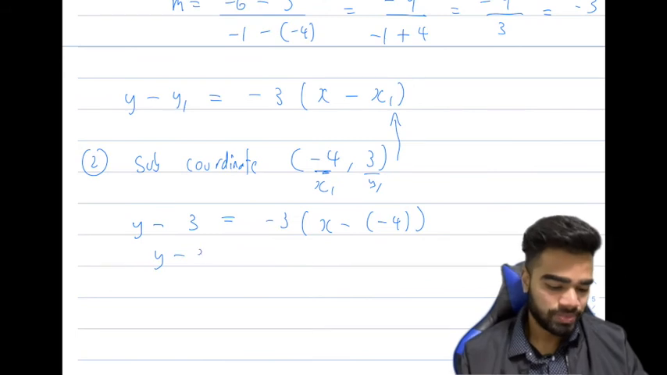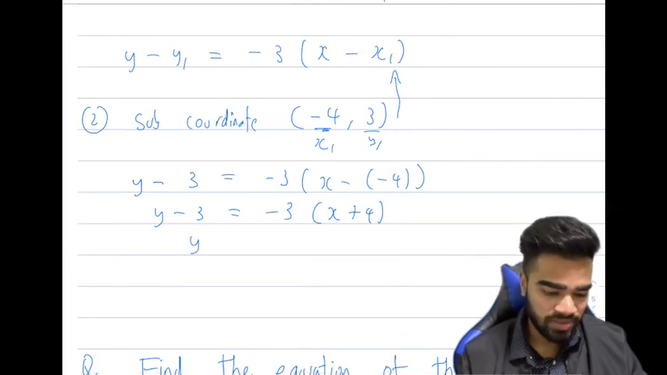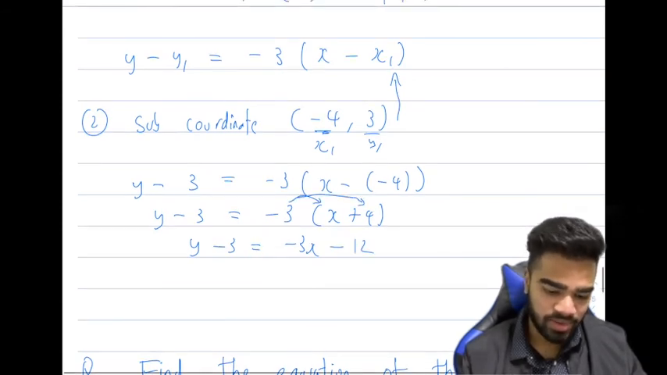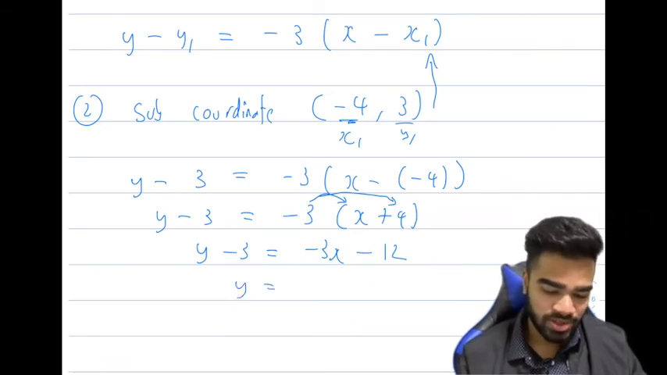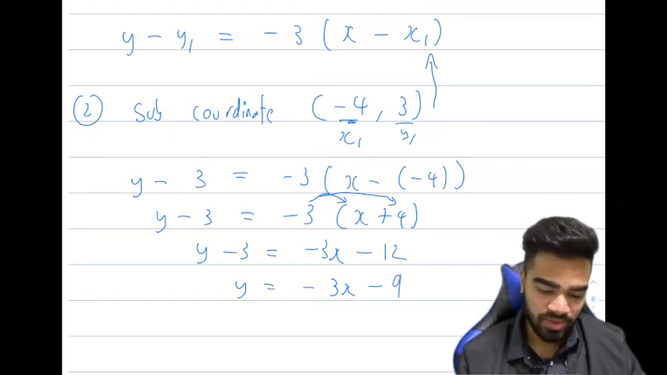Okay, let's do it. So y minus 3 is equal to negative 3x plus 4, because minus minus makes positive. Y minus 3 is equal to negative 3x and then minus 12, because I just expand the brackets. Negative 3 times 4 is negative 12. Okay, and then obviously take 3 to the other side by adding. Y is equal to negative 3x minus 12 plus 3, which is negative 9.